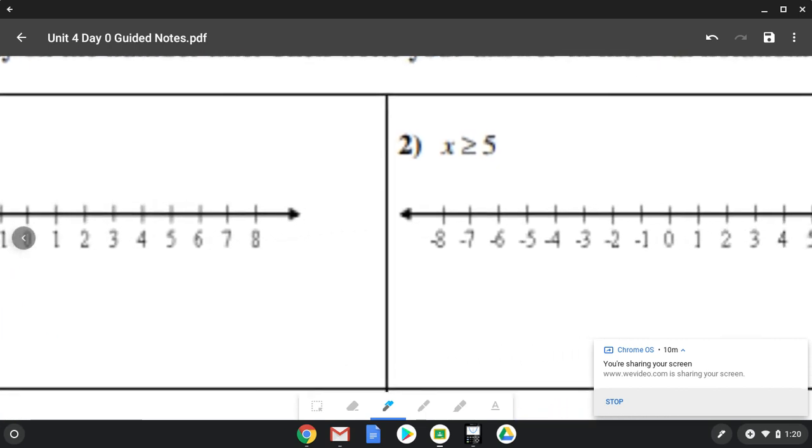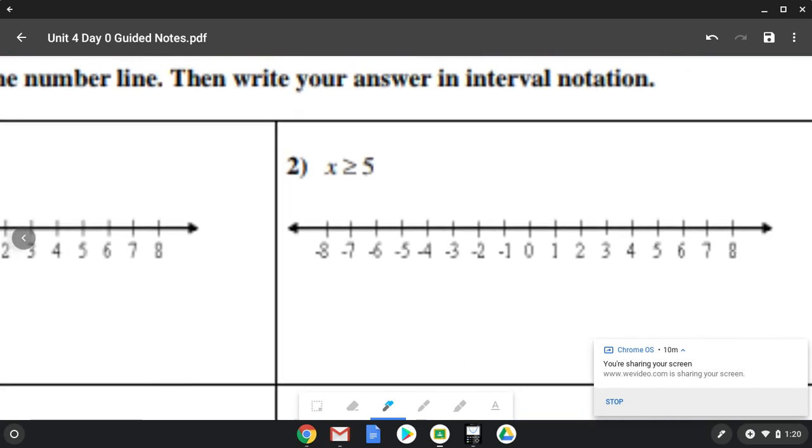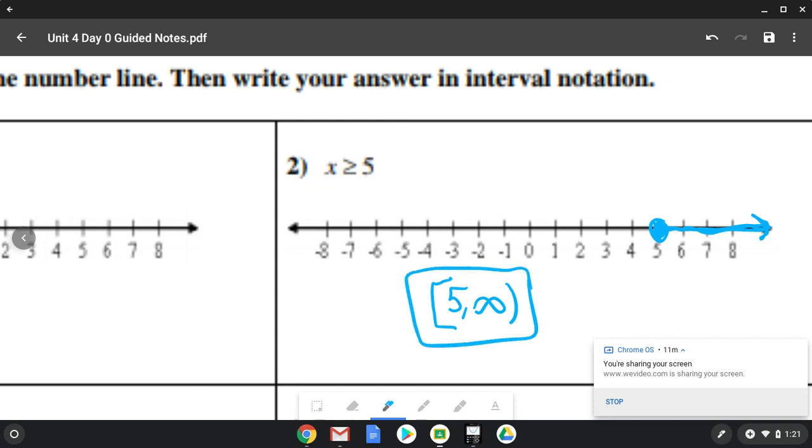Number 2, we have the 5. We got to decide if that's open or closed. Because it has an equal sign, I know that's closed. I know it's shaded to the right according to that arrow because my variable's in the left. And then I have to write this in interval notation. So I know that it goes 5 comma infinity because it starts at 5 and it goes to the right forever. I know my infinity sign's always a parenthesis. And the 5 in this case, because it's included as our answer, because it's closed circle, that's always a bracket. So that's how we'd write that in interval notation.